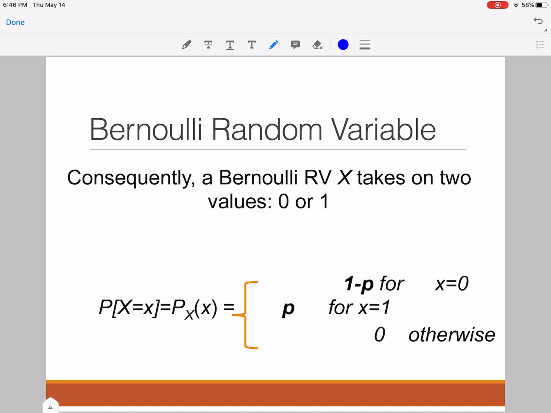Now the probability mass function for a Bernoulli random variable gives you the probability that the random variable capital X takes on a very specific value, small x. Bernoulli random variables can take only two values. Either they can be 0 or they can be 1. So the probability that x is equal to 0 is 1 minus p, and the probability that x is equal to 1 is equal to p, which essentially tells you that a Bernoulli experiment is going to succeed with probability p, and it is going to fail with probability 1 minus p. So that's Bernoulli random variables.